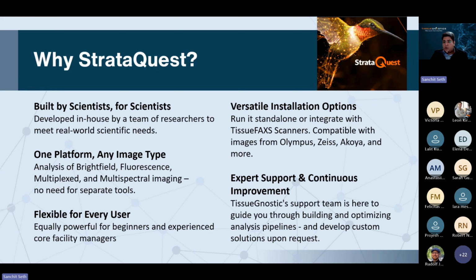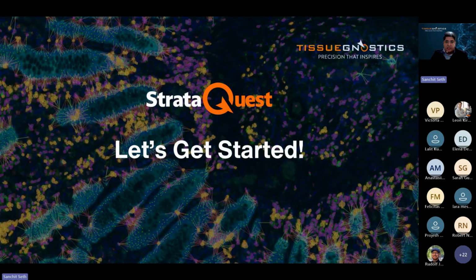So TissueGnostics always keeps the support team as a first priority. And then we are always available for the researchers for their innovative and new research questions. And we develop custom solutions upon request as well. With that, let's get started into the StrataQuest platform and have a look at a couple of the samples that I have prepared for today.